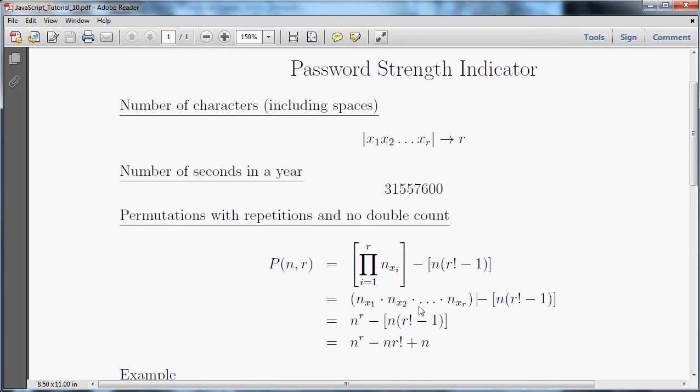Alright, so when we expand everything, we see that the formula comes out to be n raised to the r, because that's n times n times n times n, however many characters that we have, which is basically an exponential, minus n times r factorial plus n. Okay, that's what the math works out to be. So that's our modified permutation.